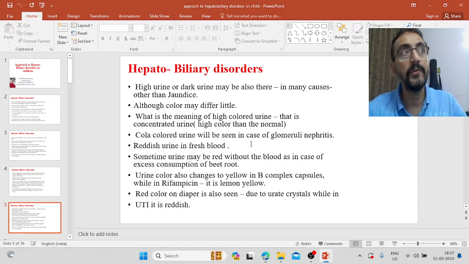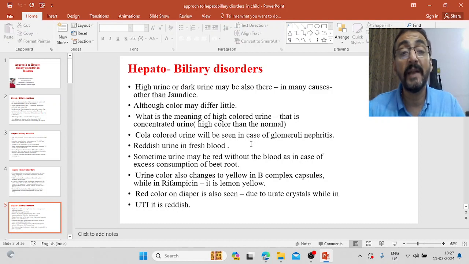Now, as I told earlier, urine color may also change with some medications. High color or dark color urine may be seen with some medications, for example B complex capsules, which is normally seen. Similarly, with rifampicin, one of the anti-tubercular drugs, the color becomes lemon yellow.